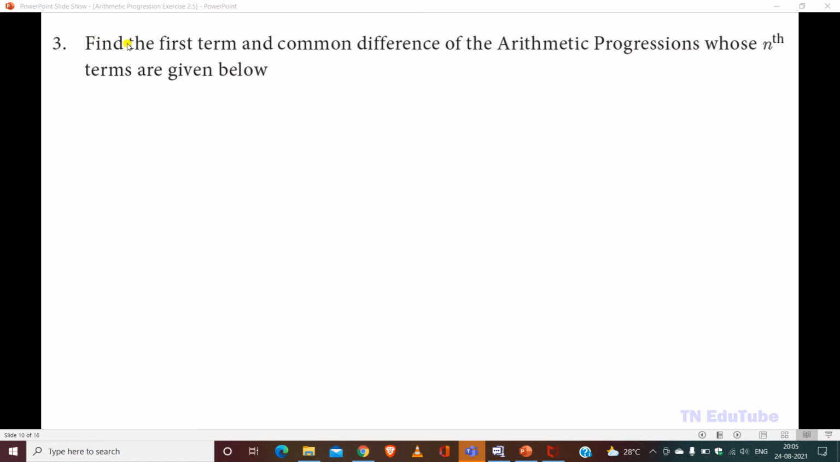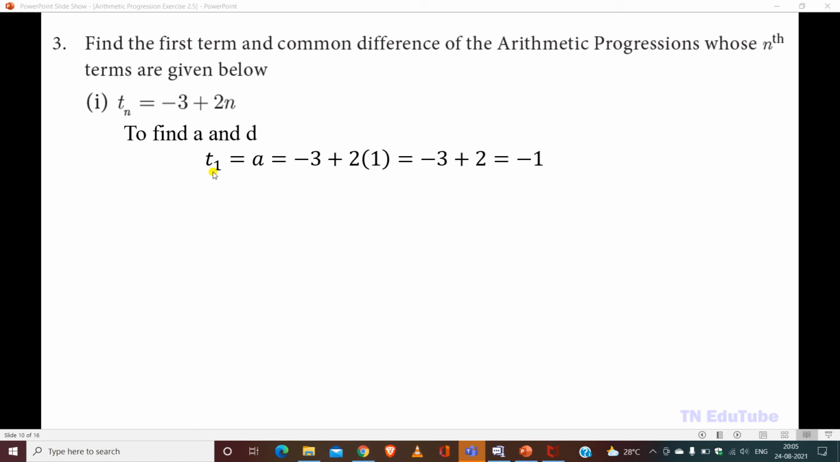The next question. Find the first term and common difference of the arithmetic progression whose nth terms are given. Nth term is given, you have to find out the first term. First term means you have to substitute n equal to 1. Common difference means you have to find out T1, T2 and find the difference. A is the first term, D is the common difference. T1 is the first term, that is A. When you are substituting n equal to 1, you get minus 3 plus 2 into 1. 2 into 1 is 2 only. So minus 3 plus 2, you get minus 1.